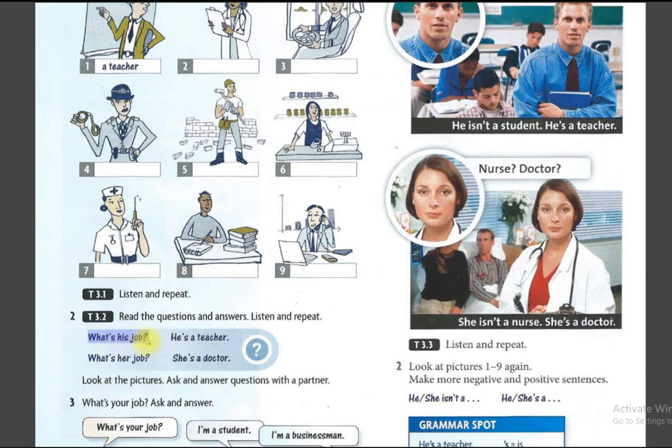If we want to ask about the job of a person, how do we ask that question? How do we make a question to ask about a person's job? The question would be, what's his job? If it is a male. And what's her job? If it is a female.